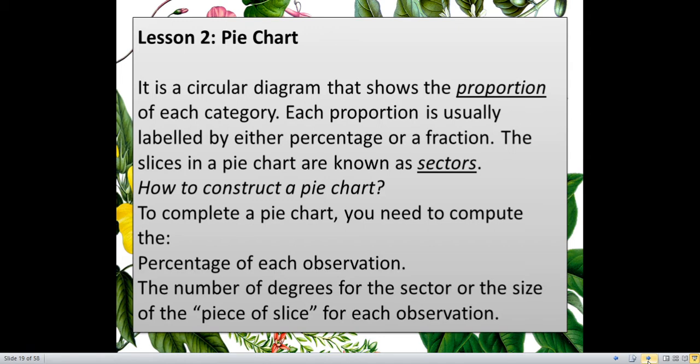To complete a pie chart, we need to compute the following. First is the percentage of each observation. The second is the number of degrees for the sector, or the size of the slice for each observation. So let me show you how to compute those two.